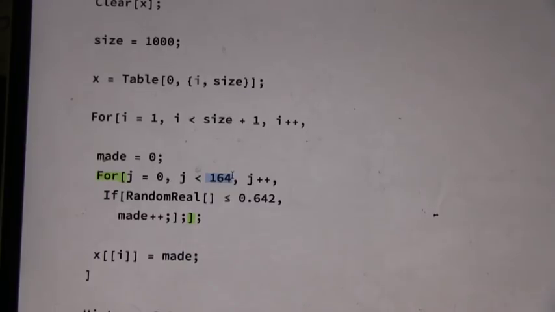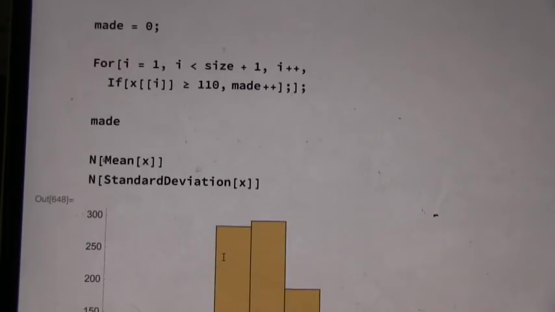I have a little calculator handy. There it is. 164 times 0.642, and that is 105.288 actually. Okay, so I wrote a little Mathematica program, and we're going to do this 1,000 times. We're going to do an experiment where we do 164 tries at a 64.2% chance of success every try, and we're going to see what we get.